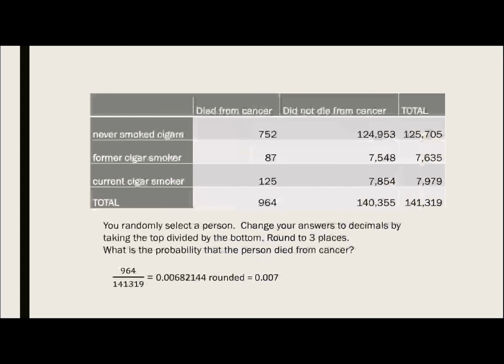Okay, you randomly select a person. We're going to change our answers to decimals by dividing and round to 3 places. What is the probability the person died from cancer? Okay, how many people died from cancer? 964 out of the total number of people, 141,319. Okay, round to 3 places. The third place is a 6, to the right is an 8, so that 6 goes up to a 7.